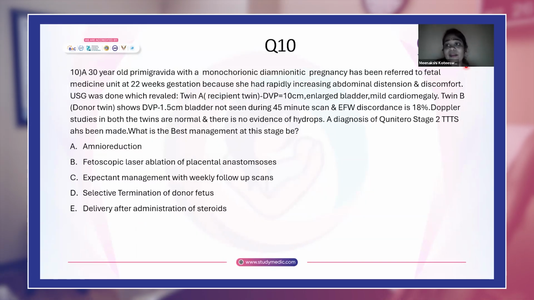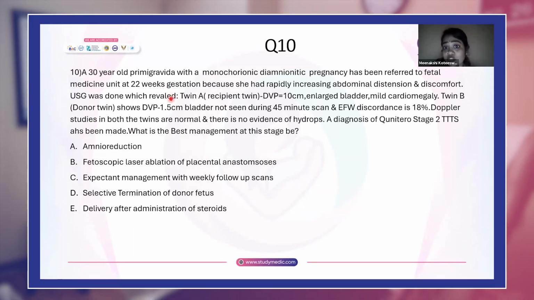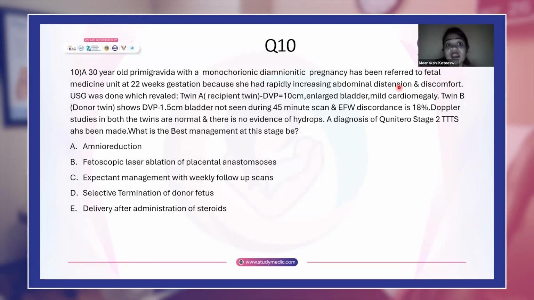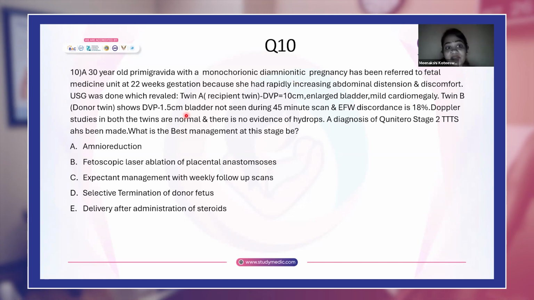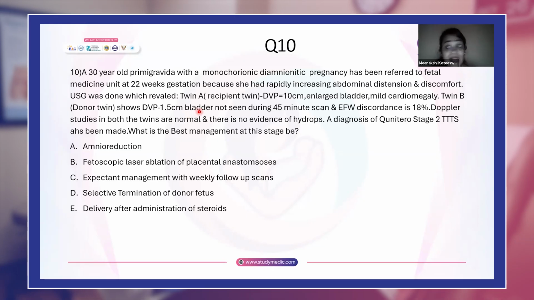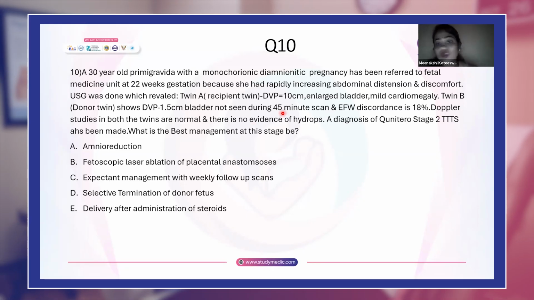A 30-year-old primigravida with MCDA twins has been referred to a fetal medicine unit. Now she's already at FMU at 22 weeks of gestation, showing rapidly increasing abdominal distension and discomfort, probably could be TTTS. USG twin A showing DVP of 10 centimeters with enlarged bladder and mild cardiomegaly. Twin B showing the deep vertical pocket of 1.5 centimeters. Bladder is not seen during a 45-minute scan and estimated fetal weight is 18%. Dopplers are both normal and there is no evidence of hydrops.